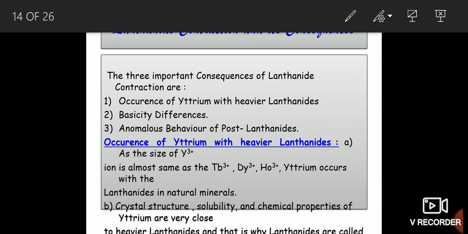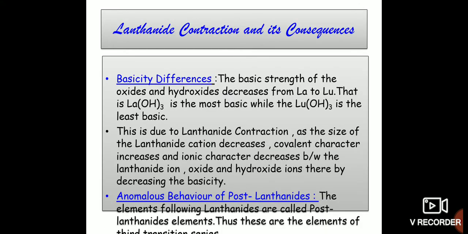Okay, coming to basicity differences, we know that the basic strength of the oxides and hydroxides decreases from lanthanum to lutetium. That means when there is an increase in the atomic number, the basic strength of the oxides and hydroxides decreases. That is why lanthanum hydroxide is the most basic, while lutetium hydroxide is the least basic. And again, this is because of the lanthanide contraction.